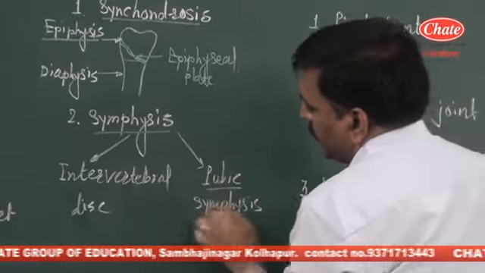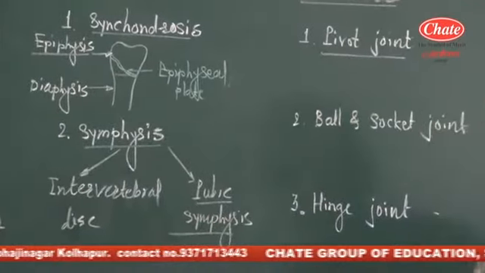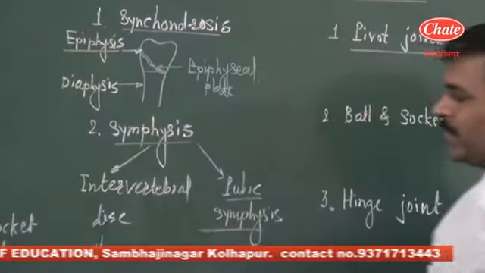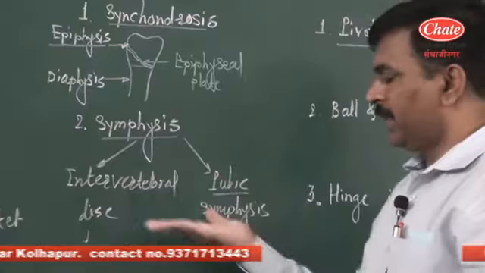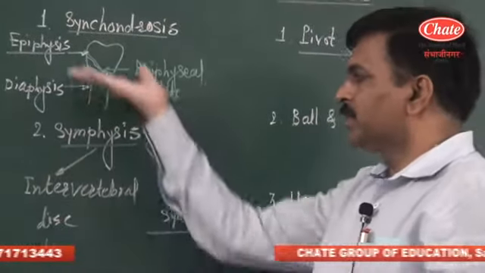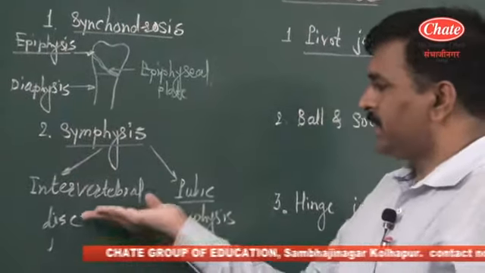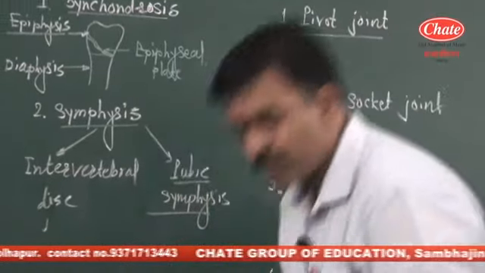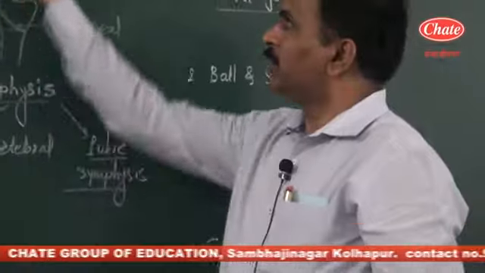So that is intervertebral disc and pubic symphysis. This intervertebral disc is present between two vertebrae connected by the centrum. So in between the two centrum there is an intervertebral disc. Due to the presence of the intervertebral disc, we can bend forward or backward, so it allows this slight movement.